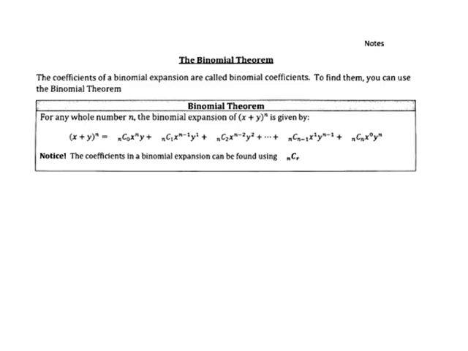All right, so this is called the Binomial Theorem. It states that the coefficients of a binomial expansion are called binomial coefficients. To find them, you can use this theorem. For any whole number n, the binomial expansion of x plus y to the nth power is given by this formula. It looks a little on the weird, complicated side, but let me explain what this is.